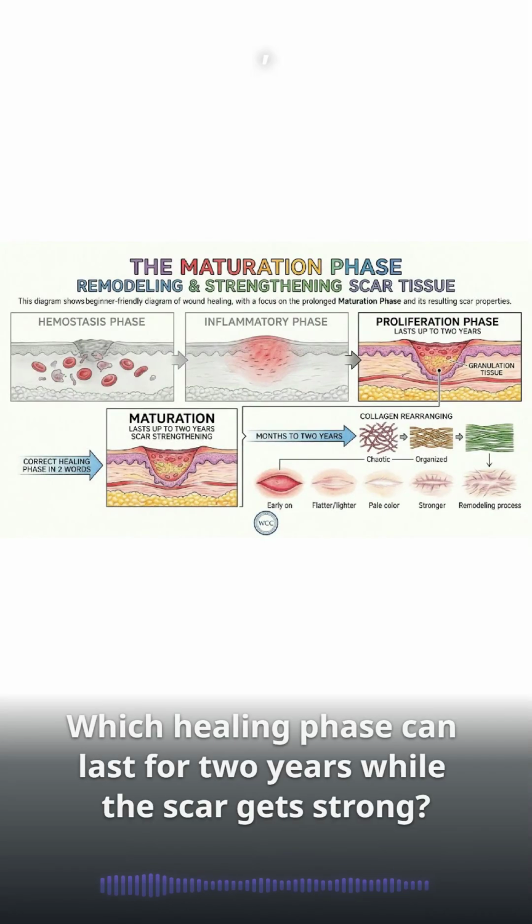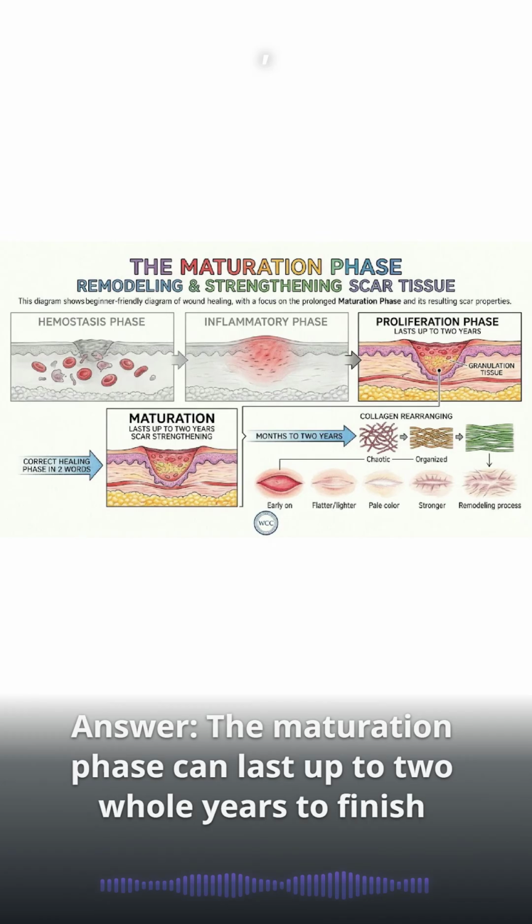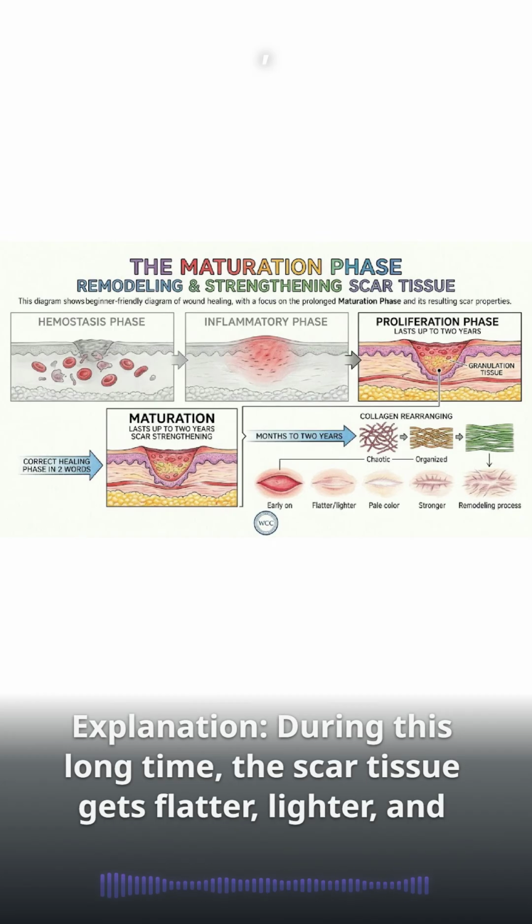18. Which healing phase can last for 2 years while the scar gets strong? The maturation phase can last up to 2 whole years to finish completely. During this long time, the scar tissue gets flatter, lighter, and much stronger.